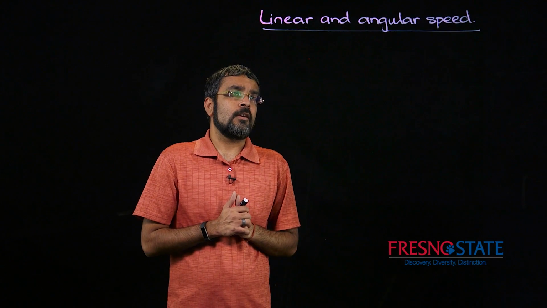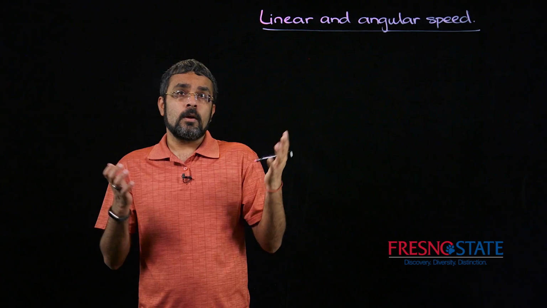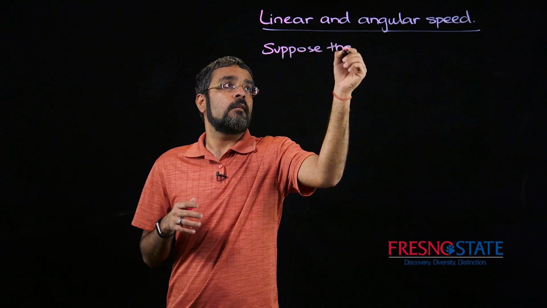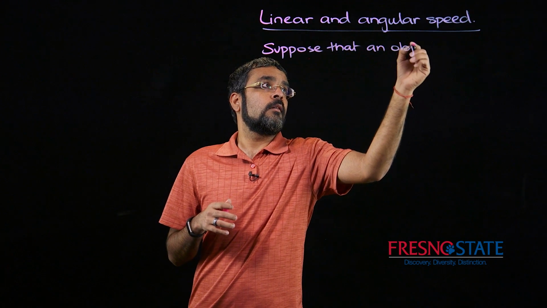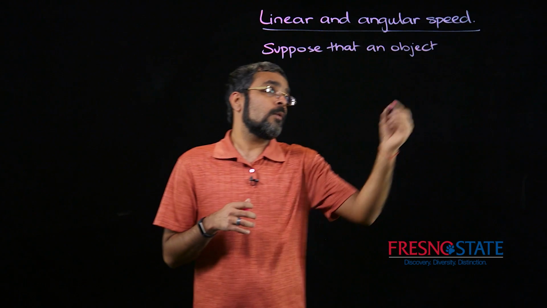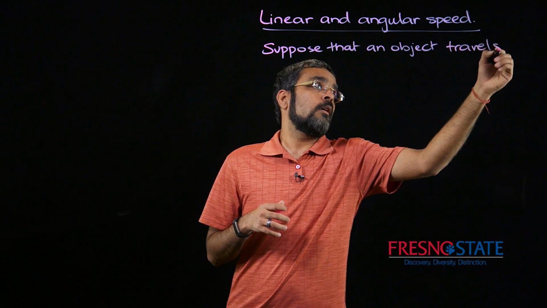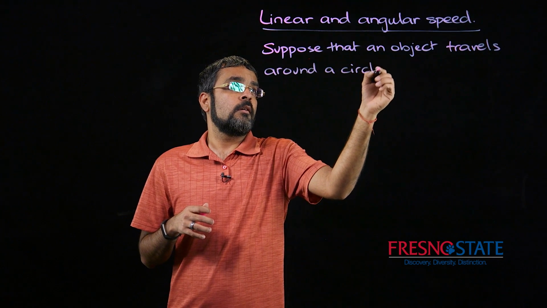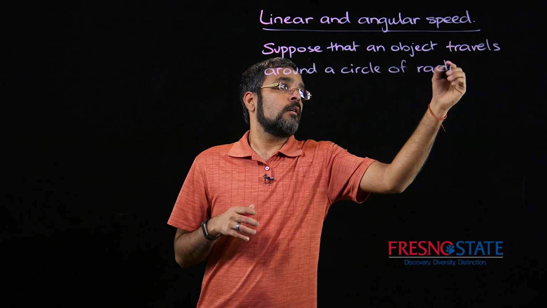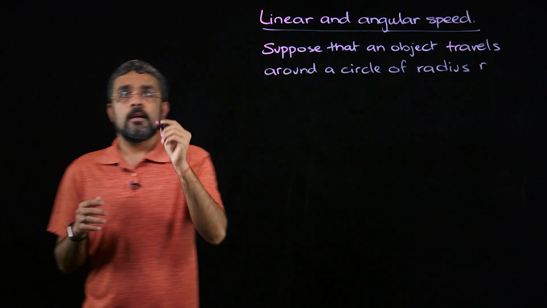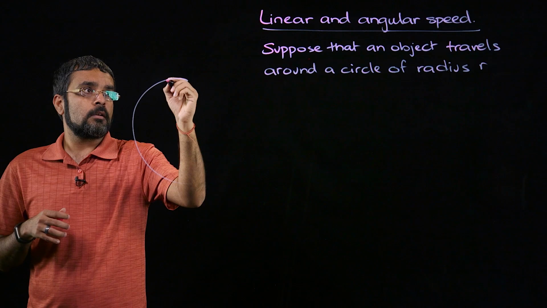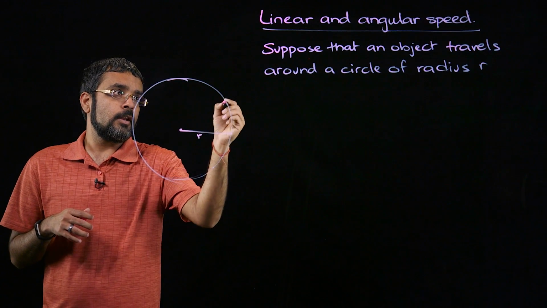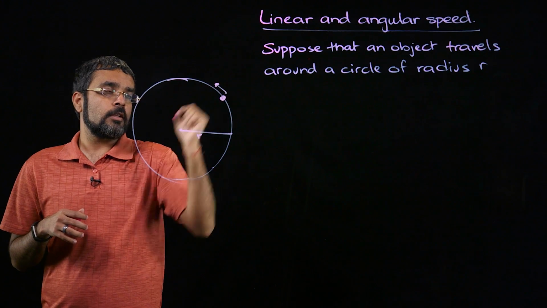So we're going to look here at linear and angular speed, okay? Before I explain what it is, suppose that an object travels around a circle of radius r. Okay, so let's say we have a circle here, and that's of radius r, and you have an object that is traveling along the circle.